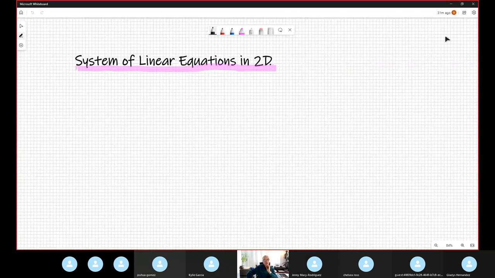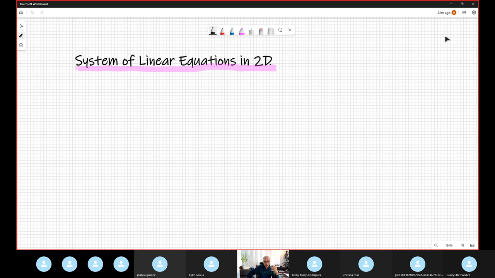System. Okay, it's no big deal, but it's a little bit more complicated. And after we study the system also, linear and nonlinear both, of the inequalities. And we study application of this.